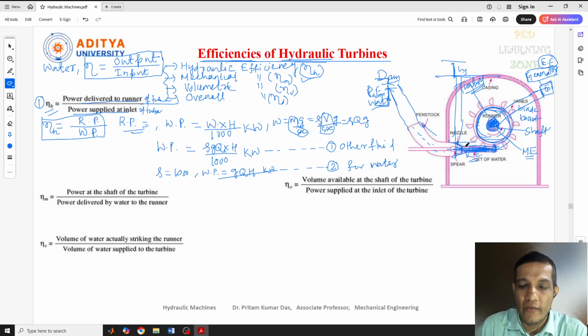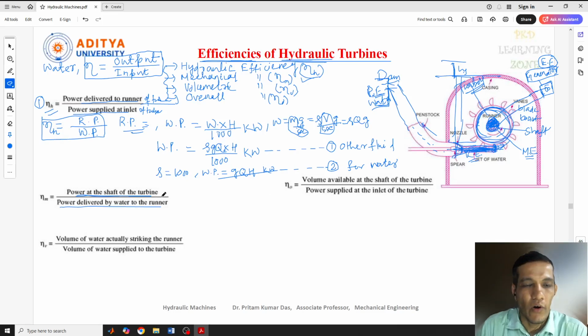Because see, when we have supplied some power here, obviously there will be some losses. So here the loss is considered the mechanical loss. Due to the mechanical loss, the power available at the shaft of the turbine will be less than the power delivered to the runner of the turbine. That means how much power we have delivered to this runner, that much power will not be transmitted to the shaft.